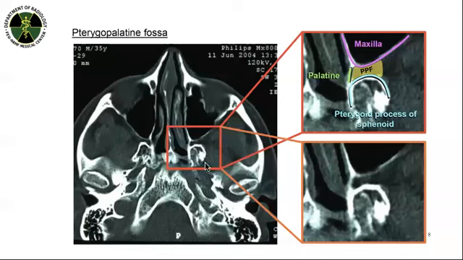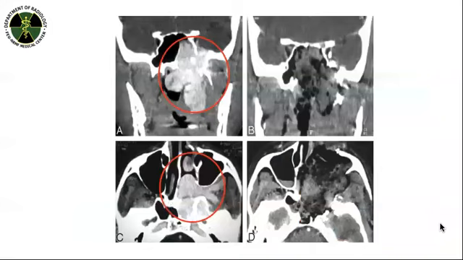So another example, axial CT scan, the pterygopalatine fossa. And in here is the zoomed version. Okay, so the palatine, the pterygoid process of the sphenoid, and this is the area of the maxilla. This one is the pterygopalatine fossa in here. So this one, the A and C images, is a coronal and axial CT scan showing you an example of JNA, juvenile nasopharyngeal angiofibroma.